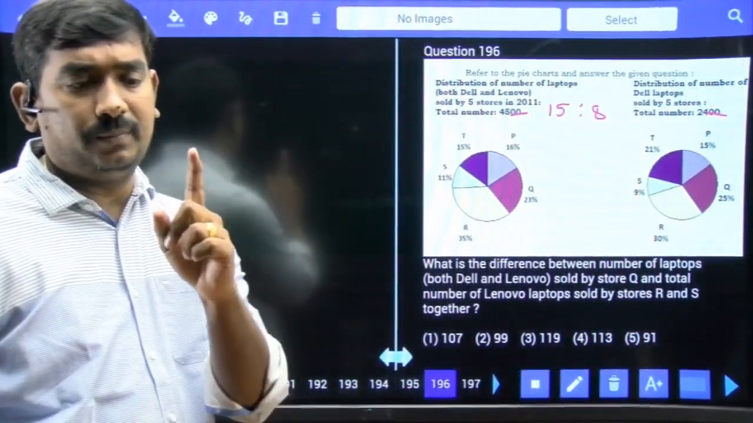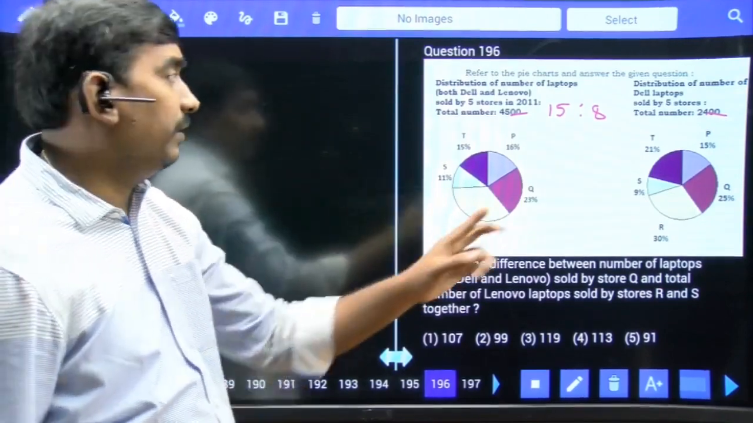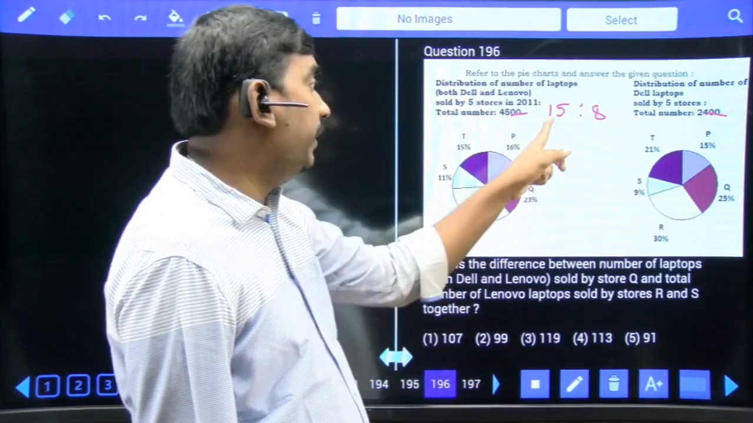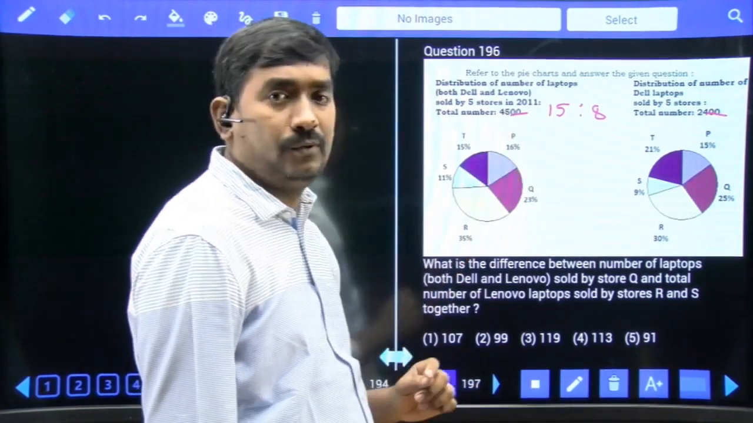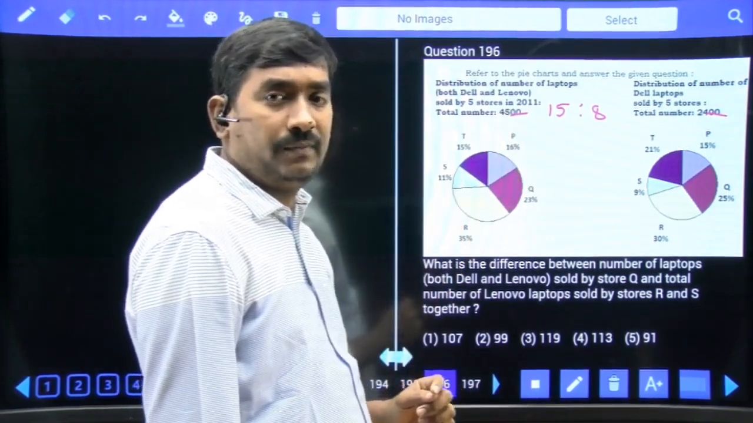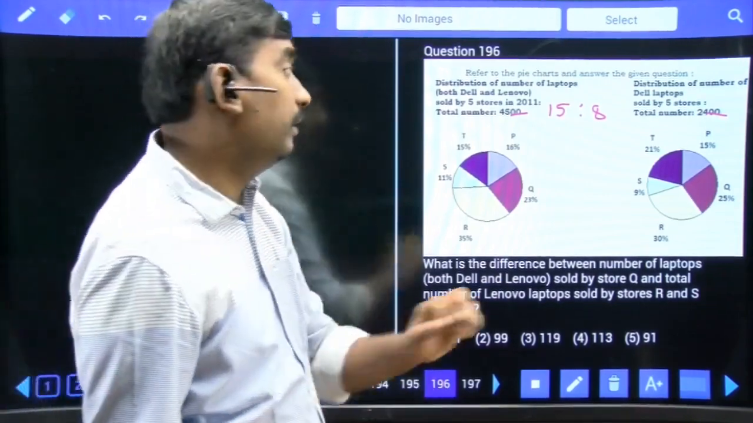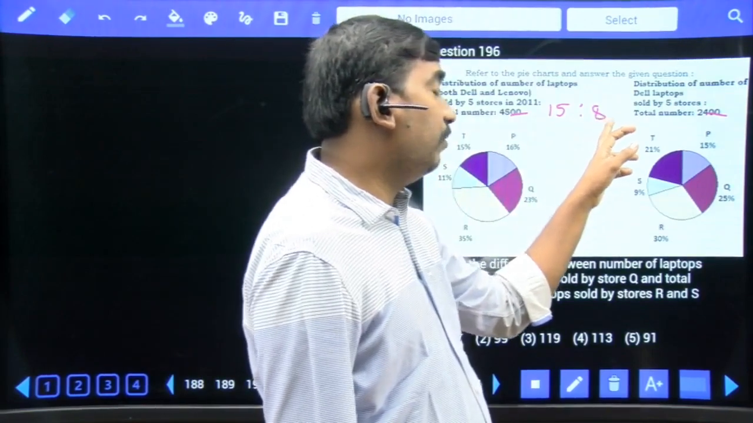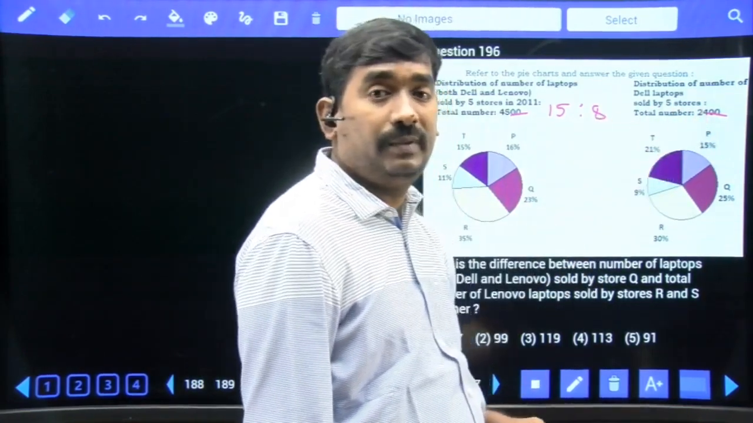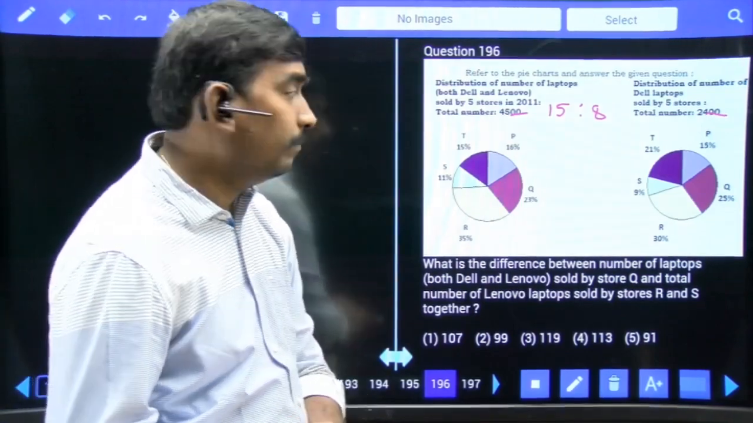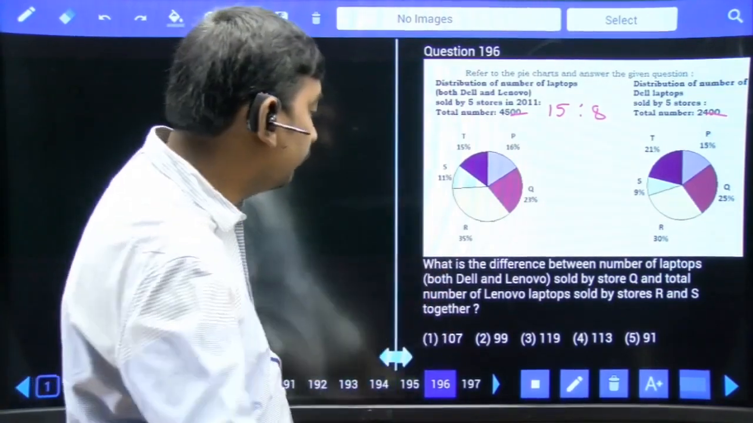By default, the total number of parts is equal to 1% in that respective category. 15 parts is equal to 1% of 4500 means 45. So 15 parts is equal to 45, 1 part equal to 3. Here also 8 parts is equal to 1% of 2400 means 24. 8 parts equal to 24, then 1 part equal to 3. In both cases 1 part value is the same.